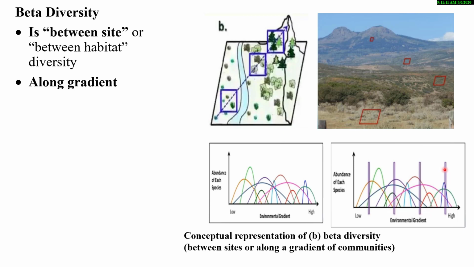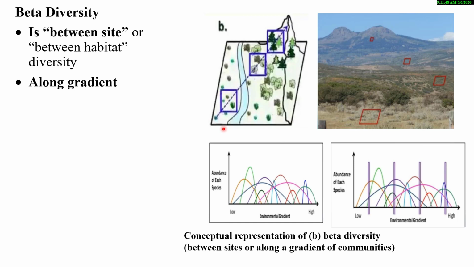Here, when you look at this plot and this plot, you could see that there are no shared species between the first plot and the fourth plot. They are different. So when you do that comparison along different environmental gradients, along elevations, along slopes, we say that you are looking at it at what? Beta diversity. You are looking at beta diversity.